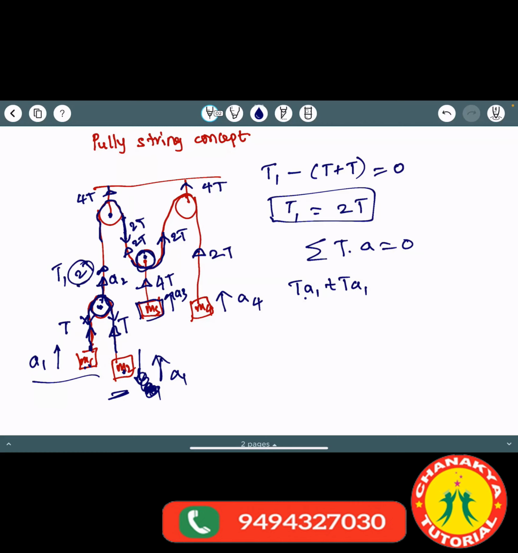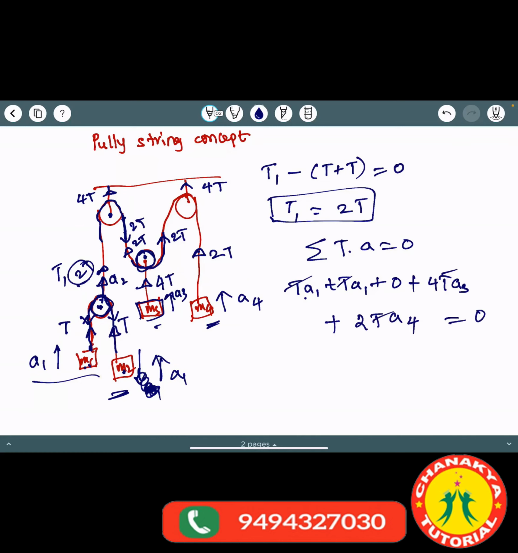2T, and opposed by 2T, that net tension is 0. So you can write net tension on the body is 0, plus this mass 4 into a3, correct? Plus finally this mass, that is 2T into a4. This should be equal to 0. This is a shortcut you have to use. From here, T gets cancelled out.